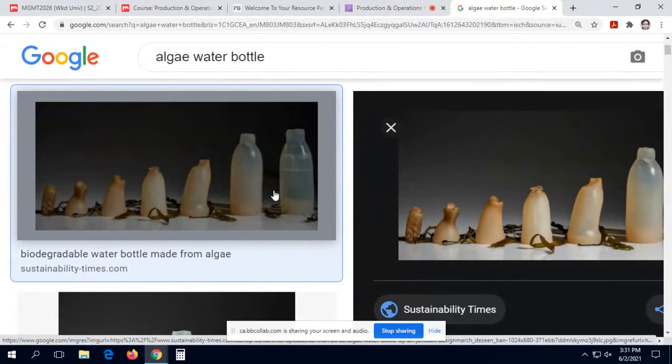So if they are going to still, I'm not trying to promote that we should just throw these things away. But if you have this type of bottle, then even if someone throws it, it will go away, because it is going to degrade on its own.